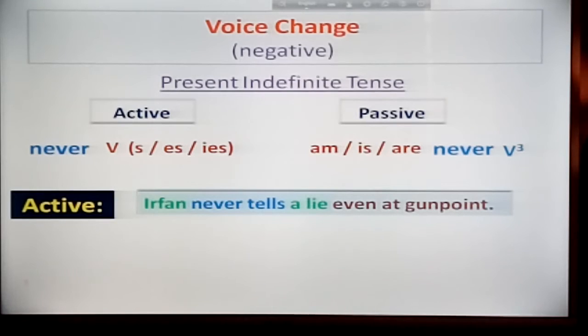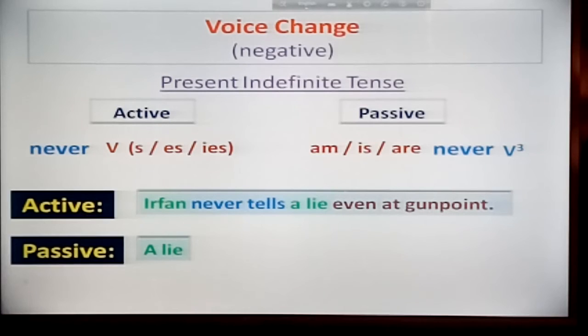Okay, so when we change this active sentence into passive, we use the object of the active voice as the subject of the passive voice, and after the subject of the passive voice we need a be verb in its right form before we use the negative word never. And for a third person singular subject like this in the present indefinite tense, the right form of the be verb must be this one, and after it comes the negative word never, and then the main verb comes in its past participle form as a rule.